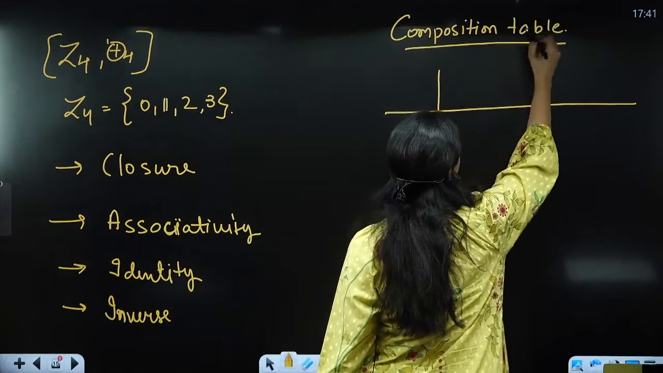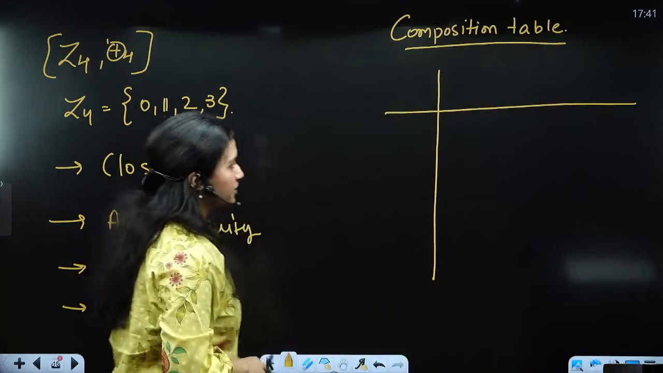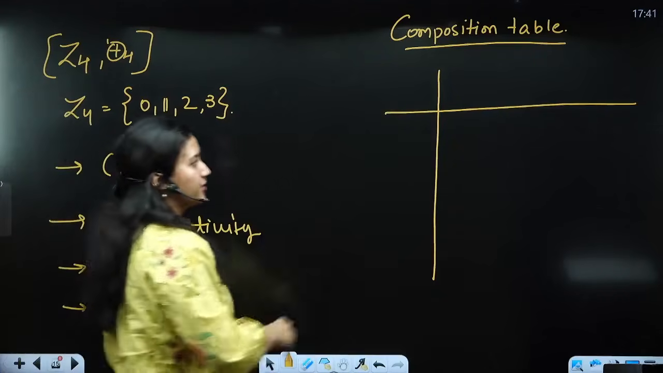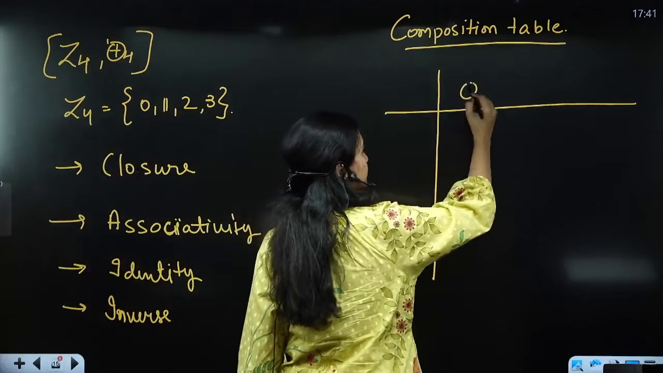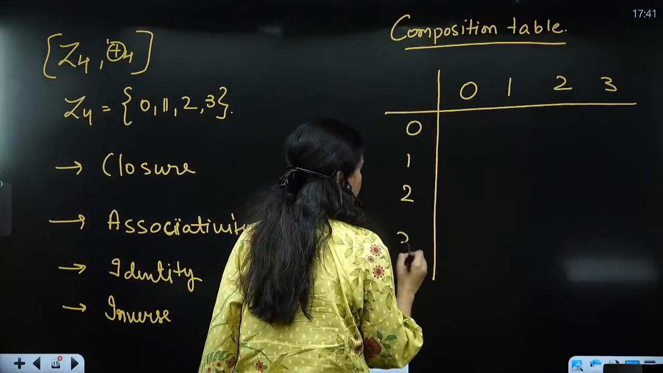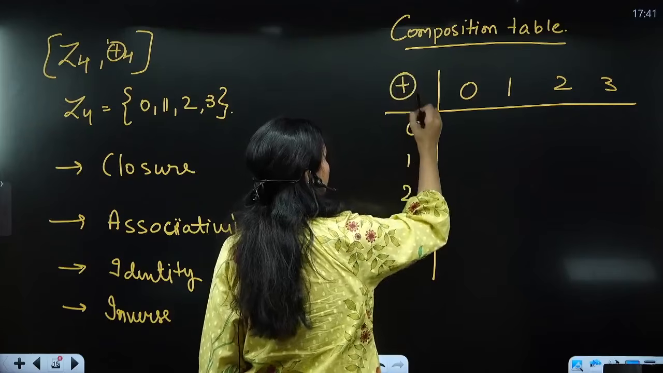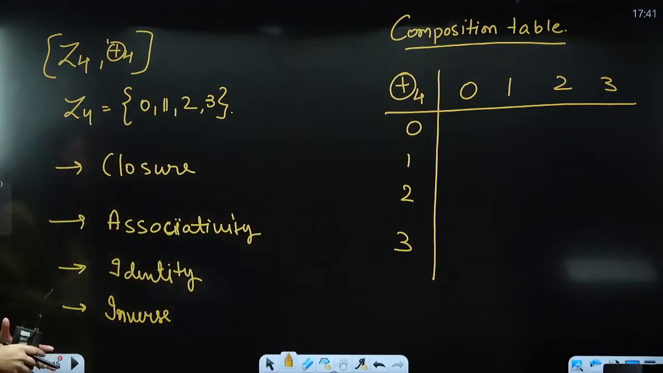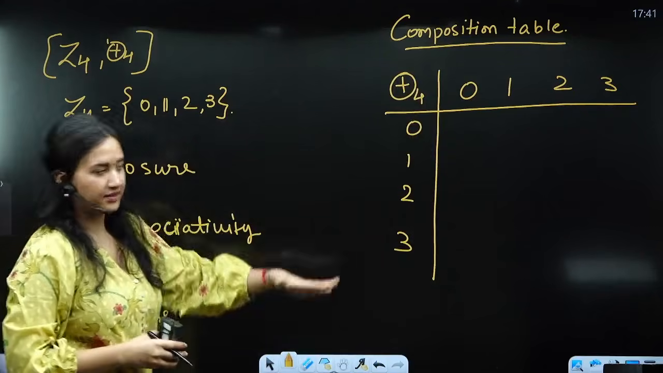What are you supposed to do in composition table? All the elements in the set, okay? You are going to write it in the row and the column here. This is 0, 1, 2 and 3. 0, 1, 2, 3, and you are going to write the operation here. Clear? Now what will you do here? You are going to operate each element and you are going to prepare the table.